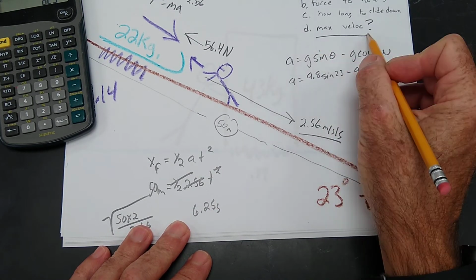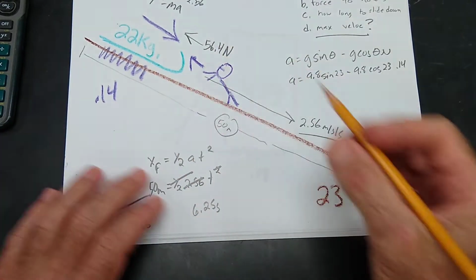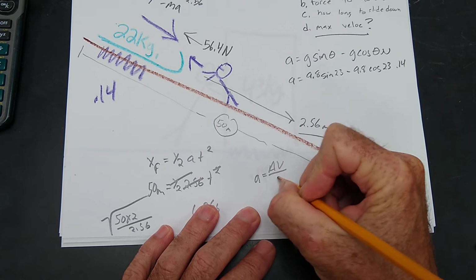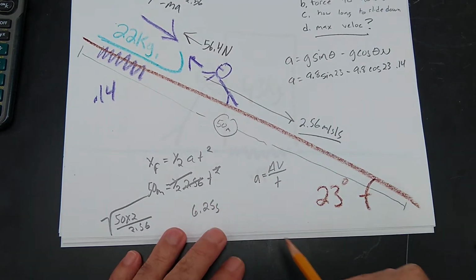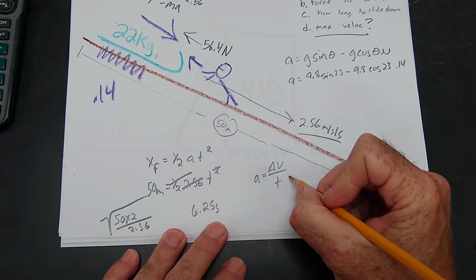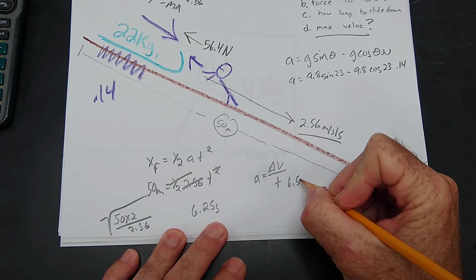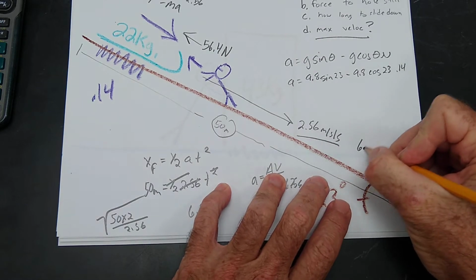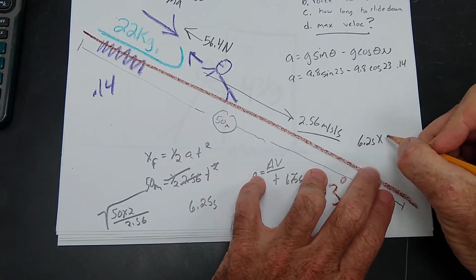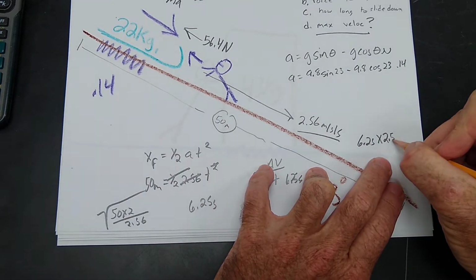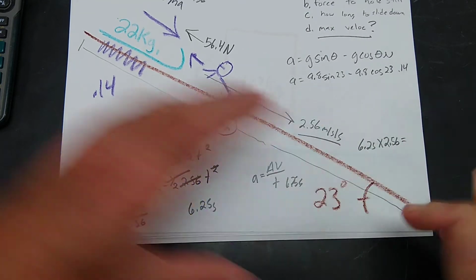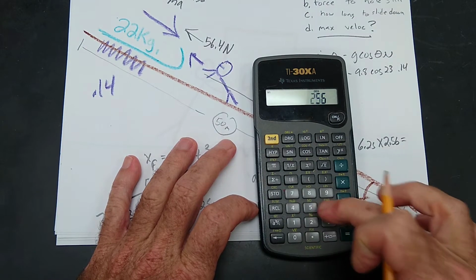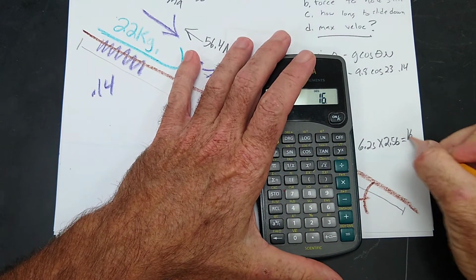What would its maximum velocity be? Well, if we start at 0, and acceleration is equal to change in velocity over time, right? Well, we have 6.25 seconds to go. So 6.25 seconds, and we speed up by 2.56 meters per second every second. We get a final velocity of 6.25 times 2.56, 16 meters per second.